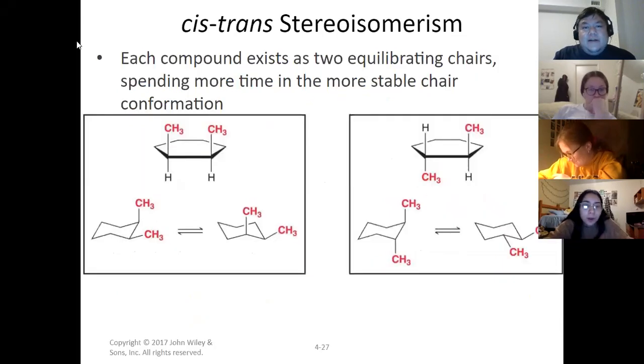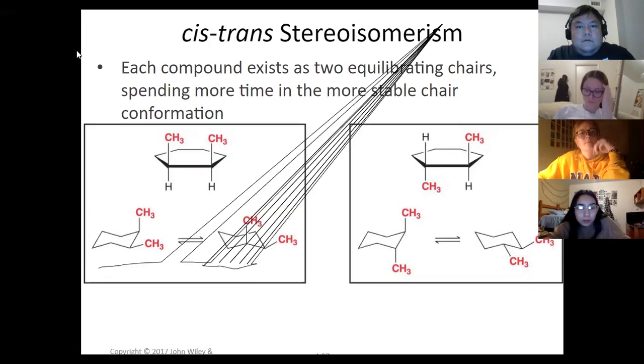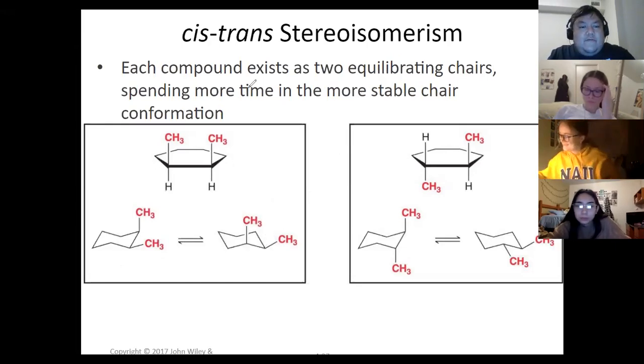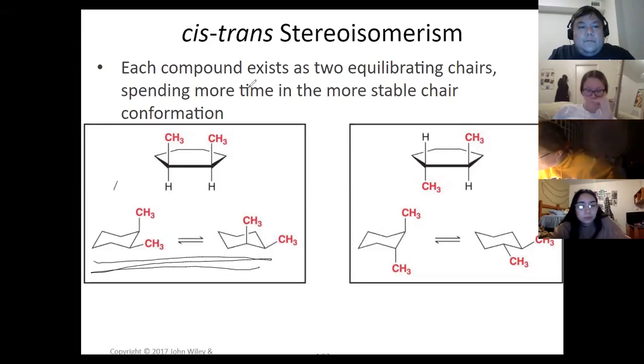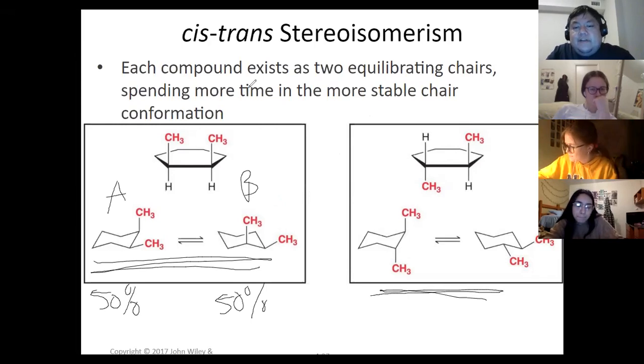All right, so each compound exists as two equilibrating chairs, spending more time in the more stable chair conformation. So for my first one, is there a preference here between A or B? There wouldn't be one, correct? Because of the same groups? Yep, so they're 50%, right? So here, one's going to be an axial, one's going to be an equatorial, all right? What about here? Is there a preference between this one, A and B?